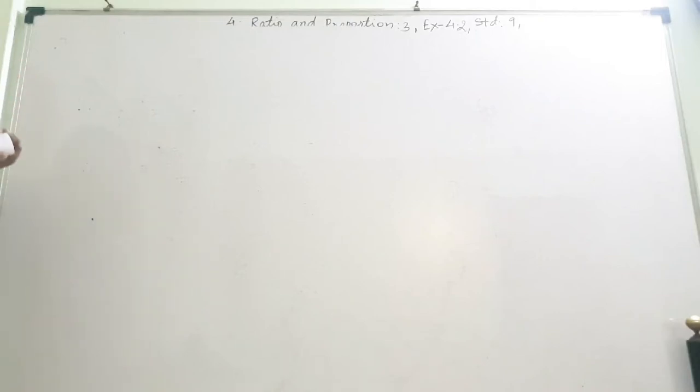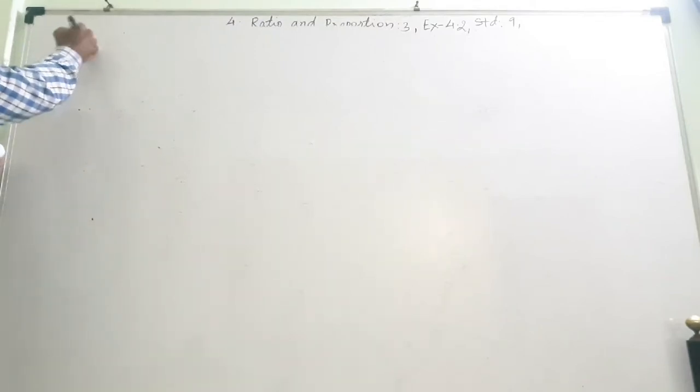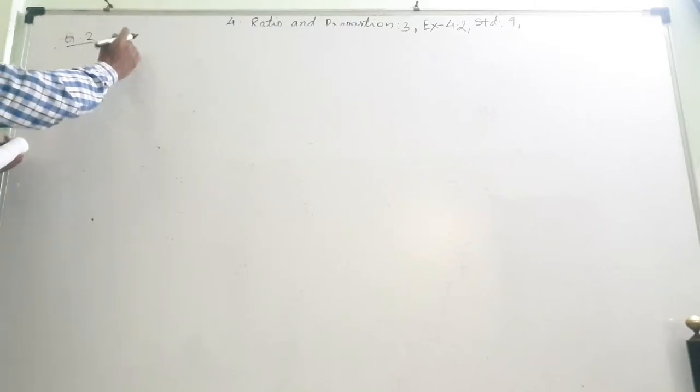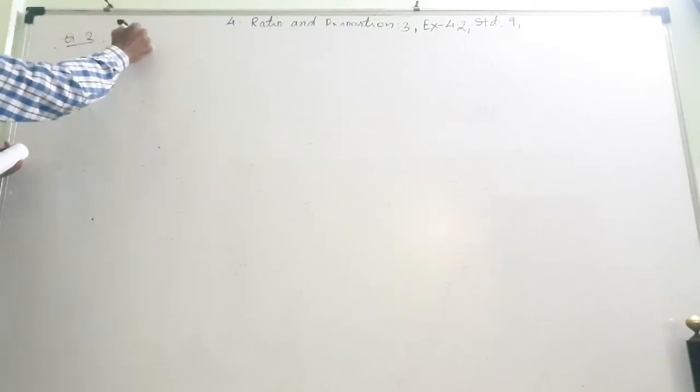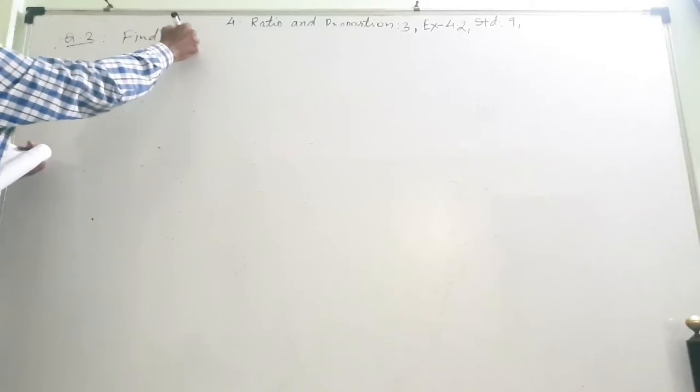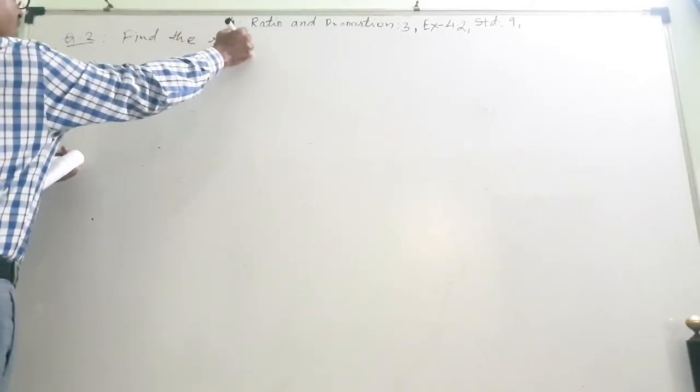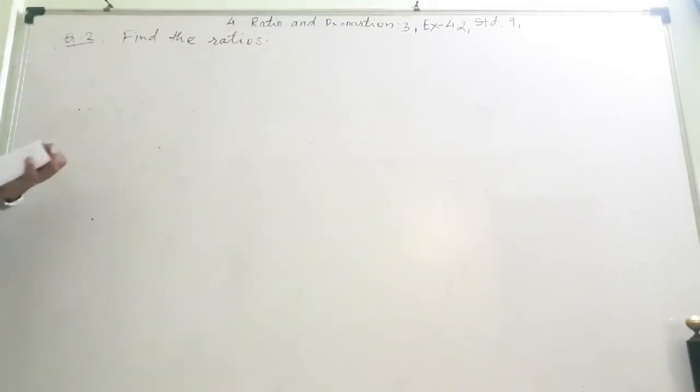Find the following ratios. The ratio of radius to circumference. Question 2. Find the ratios. Now in this, what is this? First is the ratio of radius to circumference.